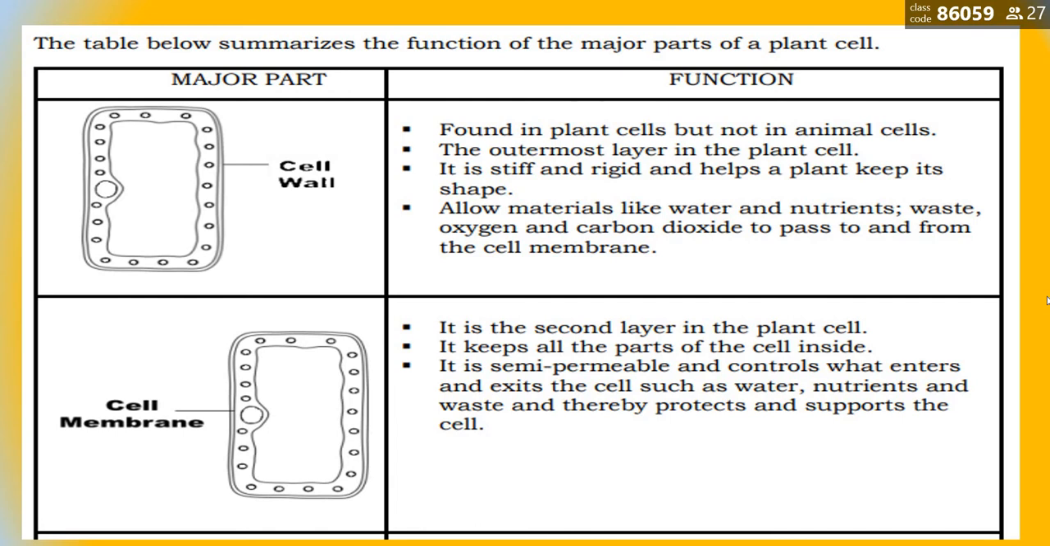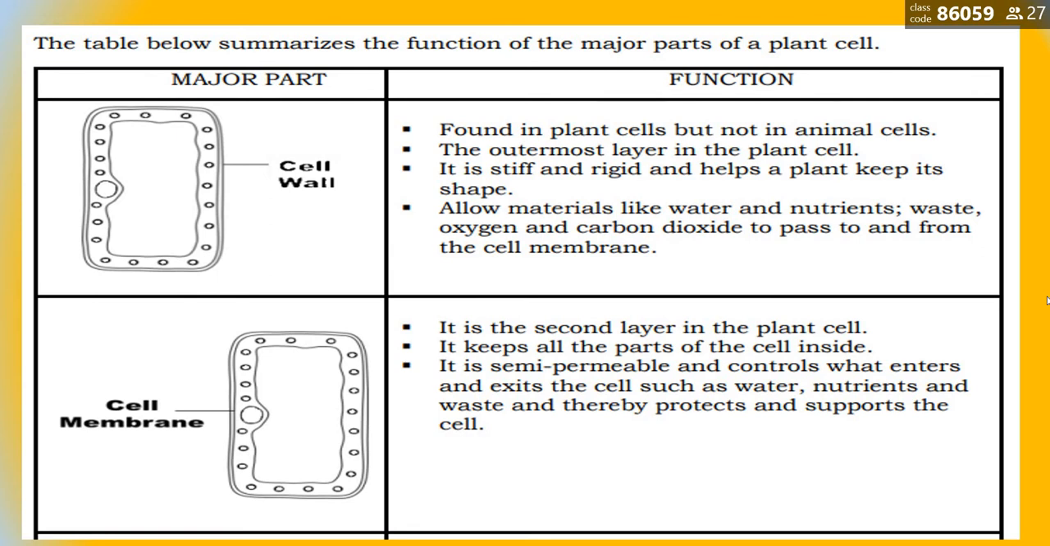Let's start with the first one, the cell wall. The cell wall is found in plant cells but not in animal cells. So it's only for plant cells. It is the outermost layer in the plant cell, the outside skin. It is stiff and rigid and helps a plant keep its shape. It allows materials like water and nutrients, waste, oxygen, and carbon dioxide to pass to and from the cell membrane.